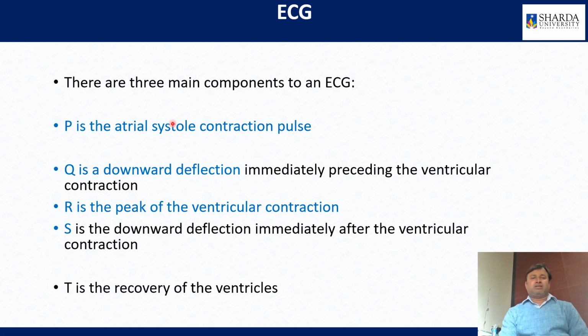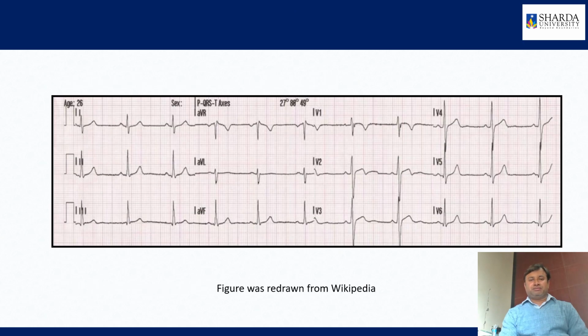So there are three main components of the ECG. P is the atrial systole contraction pulse. Q is the downward deflection immediately preceding the ventricle contraction. R is the peak of the ventricle contraction, while S is the downward deflection immediately after the ventricular contraction. T is the refractory recovery of the ventricle. So these different waves show the depolarization or repolarization of the activity of the heart.